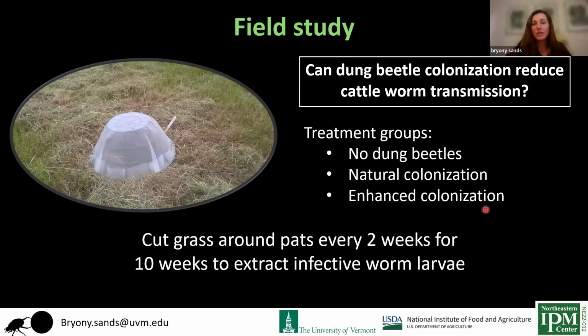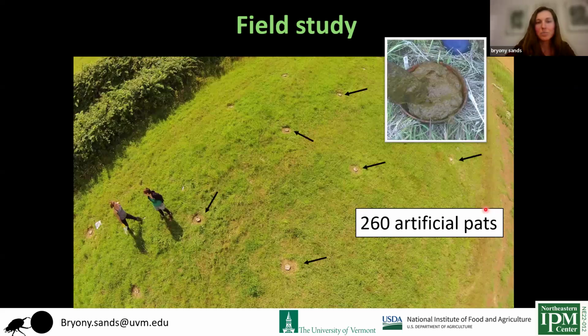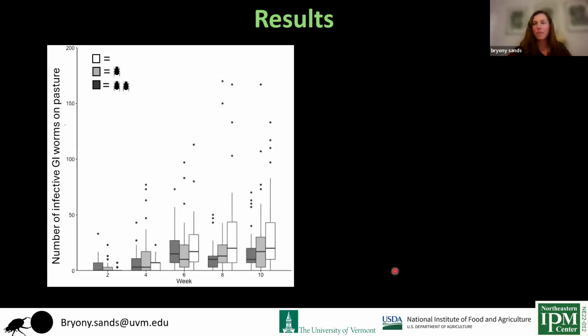Then we cut the grass around those patties every 2 weeks for 10 weeks over the grazing season to extract those infective worms from the grass around it. In this bird's eye view, you can see where we've been cutting the grass around those patties. Looking at the results of this, it looks quite complex, but I'm going to walk you through it. Hopefully it'll be clear by the end.